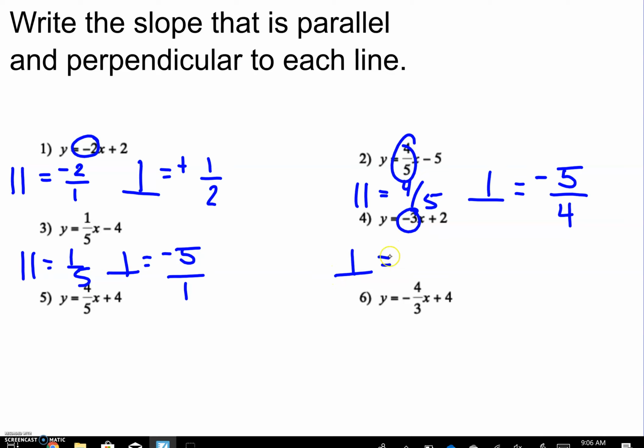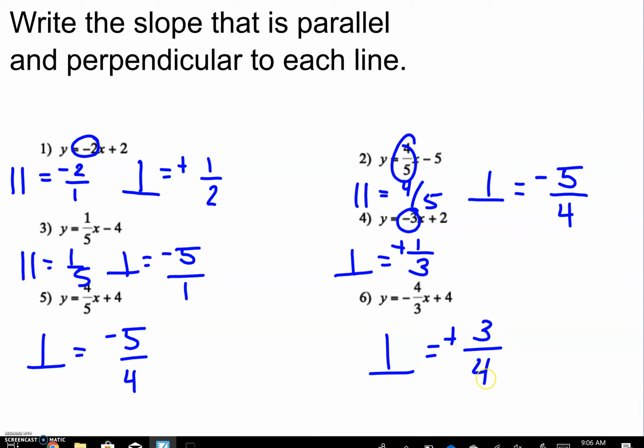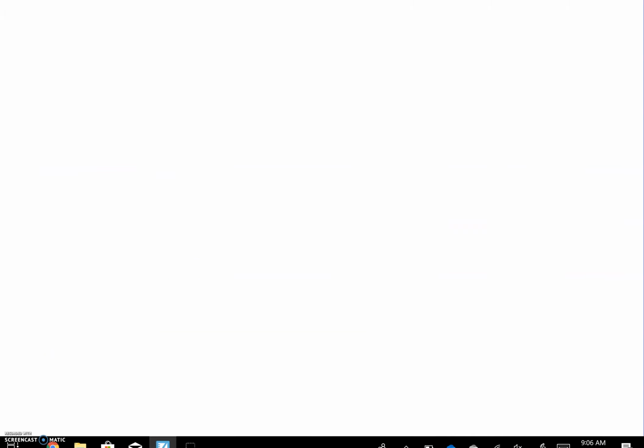Okay, for the rest of these, I'm just going to do the perpendicular slope because the parallel doesn't change. So this is positive 1/3. This one, the perpendicular slope is -5/4. And here, the perpendicular slope is positive 3/4. All right, that's all from me.